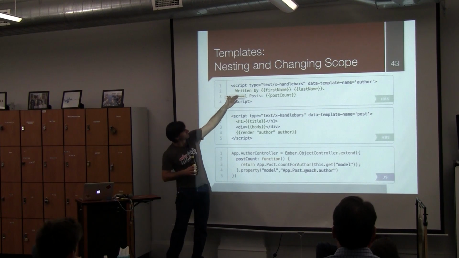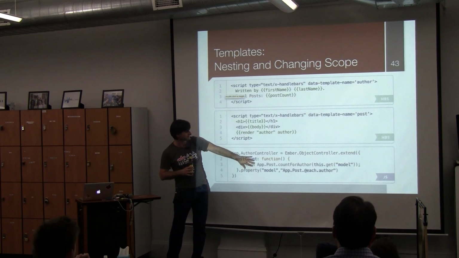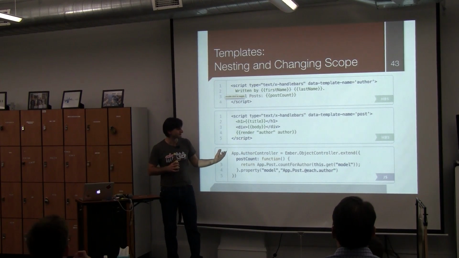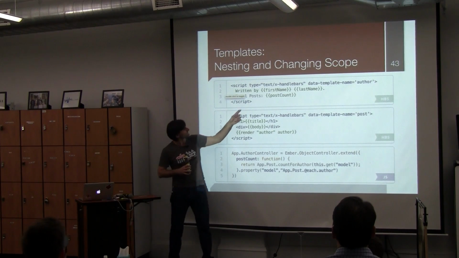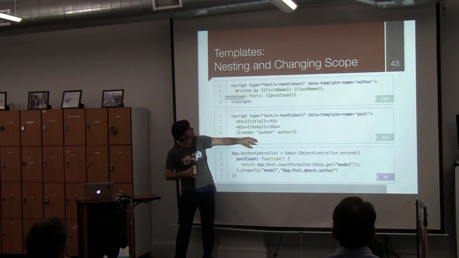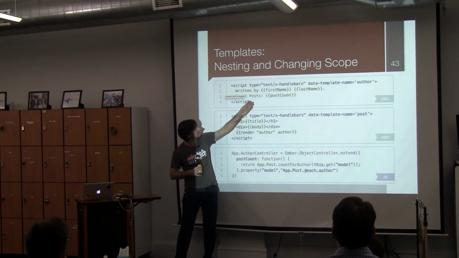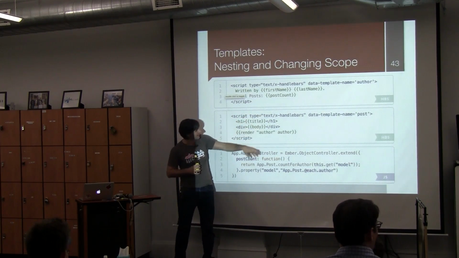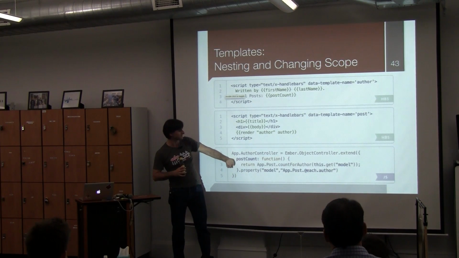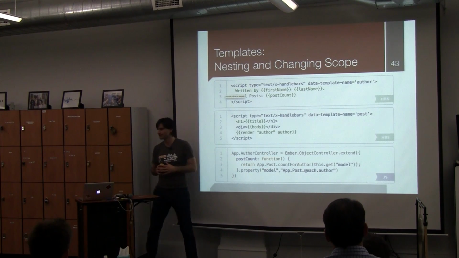So we can just say written by firstName, because the context is here. This is an object controller. The content or model is the author. So firstName is going to go check here, get proxied through to the model, render the first name, render the last name. When we go to postCount, it's going to go to the controller and say, oh, I do have a property named postCount, and so I'm going to return that value.